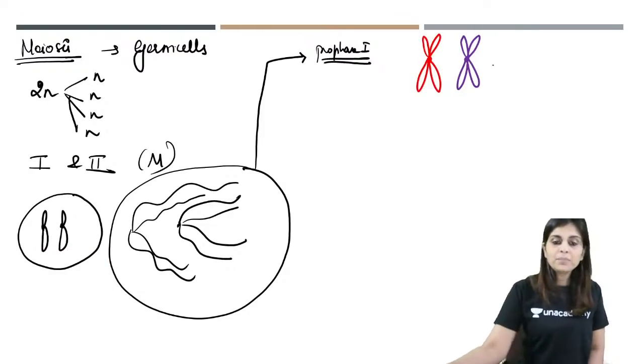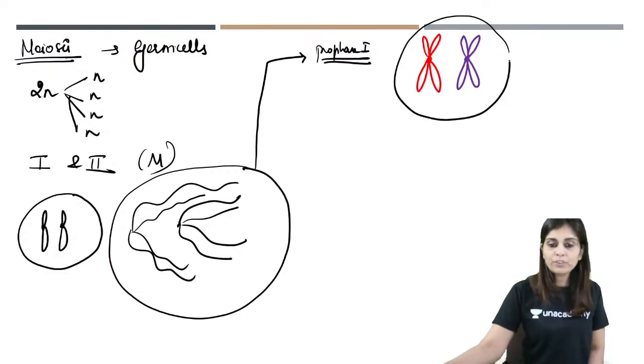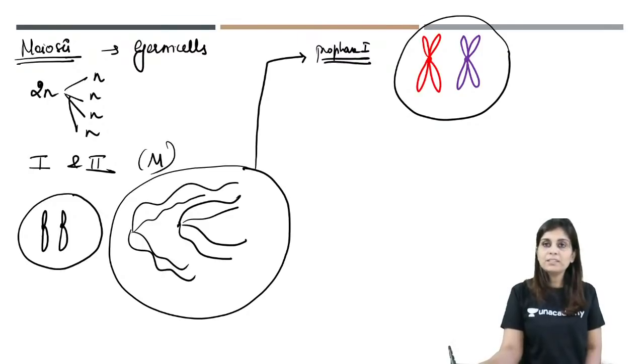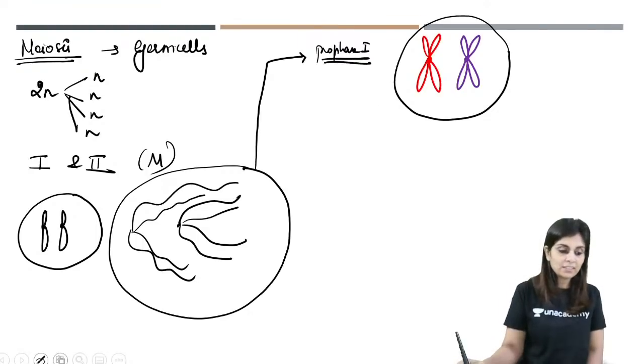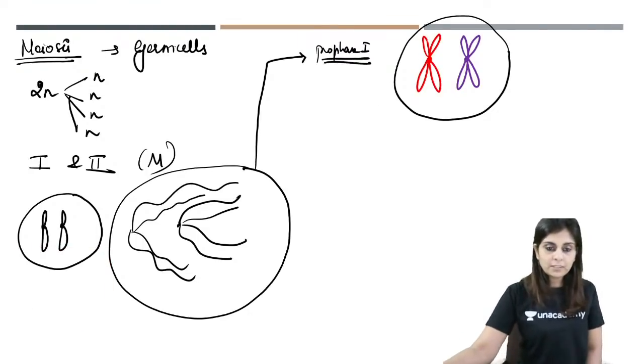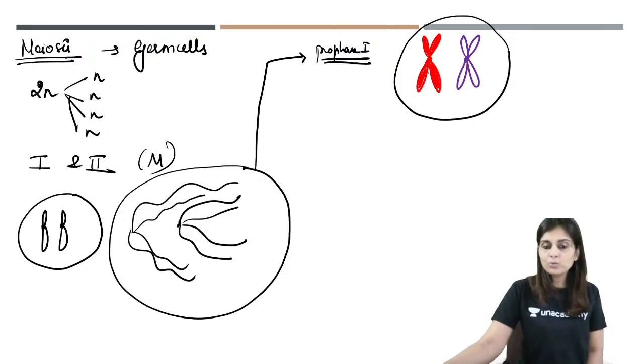Now, after this, something unique happens in prophase 1. Before I tell you what happens, I'll tell you what sister chromatids and non-sister chromatids are. The two short arms or the two long arms which are attached to the same centromere, which are copies of each other, will be called sister chromatids.